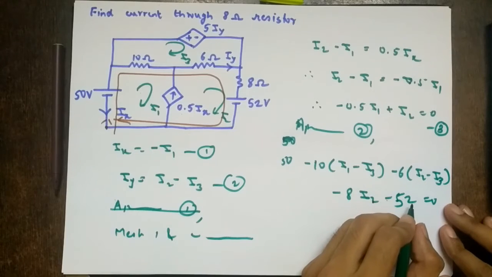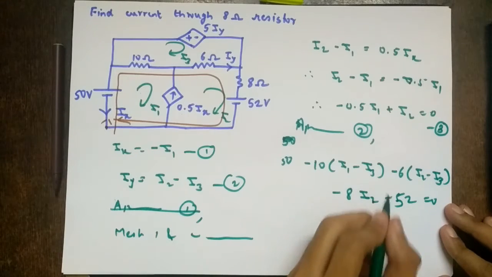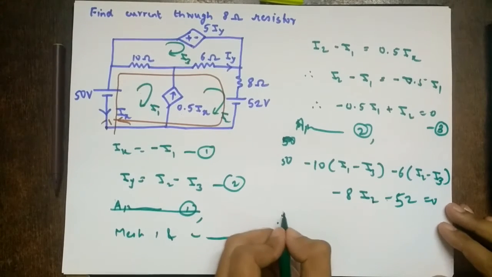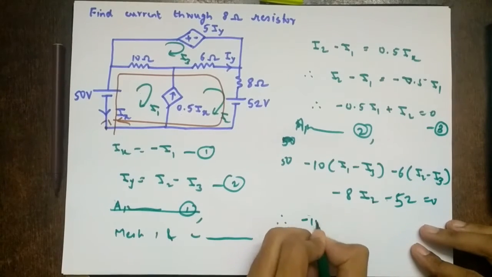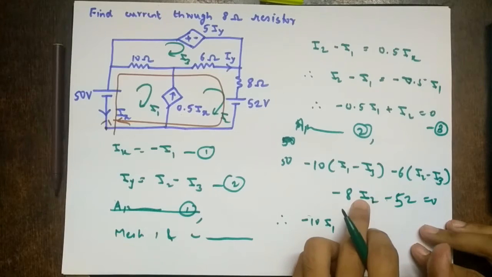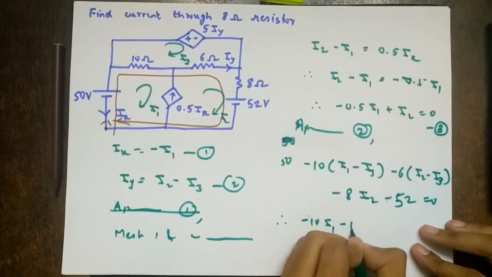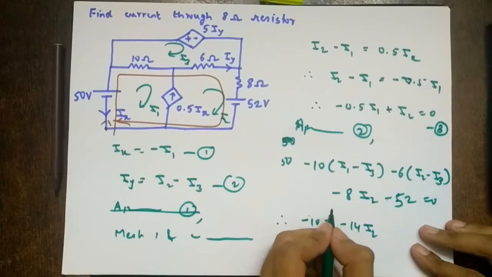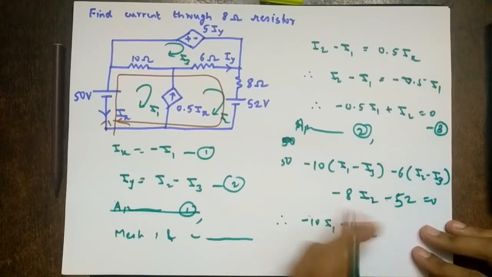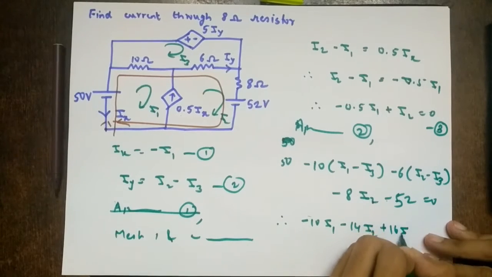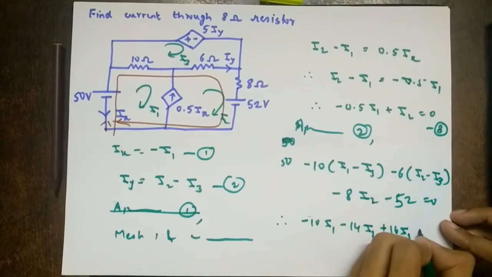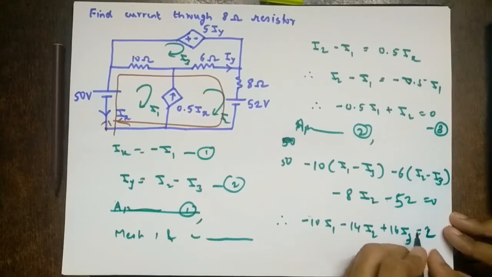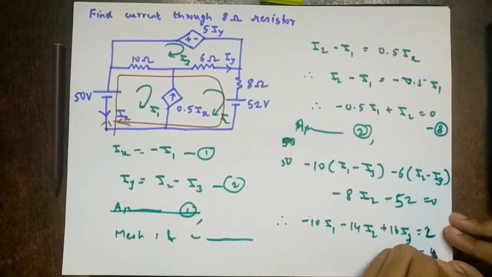So there is no extra unknown like Ix and Iy, so we can directly solve this. So I1 is only one term, minus 10 I1, I2 is minus 8 minus 6, minus 14 I2, I3 is 10 I3 plus 6 I3, so 16 I3. 50 minus 52 is minus 2, so when it goes to the right side, plus 2. So equation number 4.